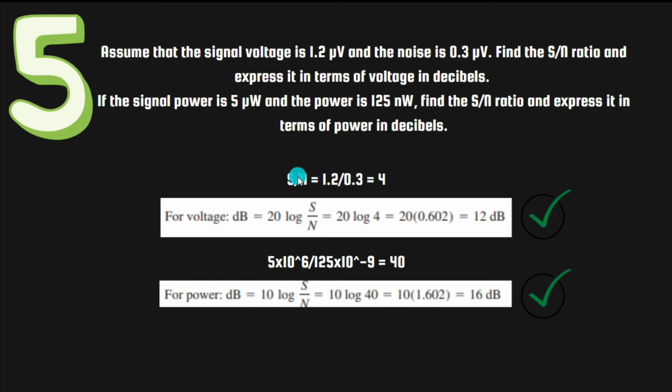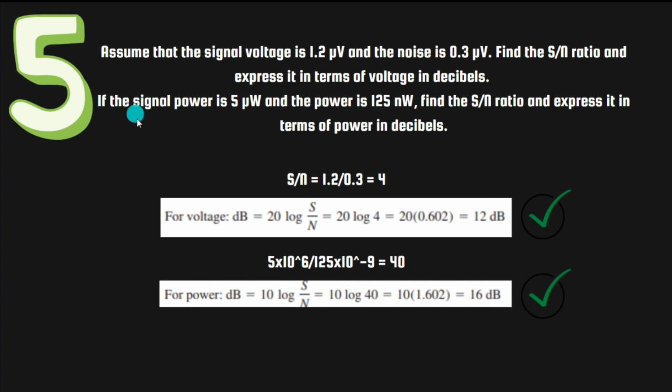So that will be the signal voltage all over the noise voltage, which is 1.2 all over 0.3, and we can see that they have the same units. So that will be unitless, and the signal to noise ratio is equal to 4. So for voltage, in order to convert it to decibel, we need to substitute the signal to noise ratio in this equation. So 20 log 4 is equal to 20 times 0.602, which is equal to 12 decibels.